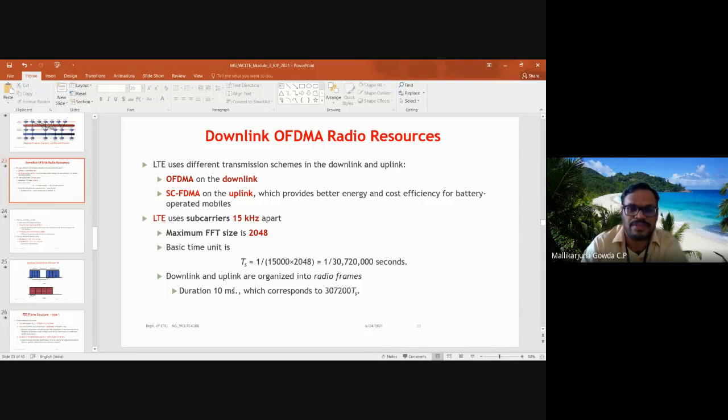What I wanted to highlight with this slide is the subcarrier spacing, which is 15 kilohertz, the maximum FFT size, which is 2048, and how we calculate the basic time unit: TS is equal to 1 by 15,000 into 2048, which gives the symbol duration. I said the radio frame duration will be 10 milliseconds, and I said what type of multiple access technique is used in downlink and uplink.